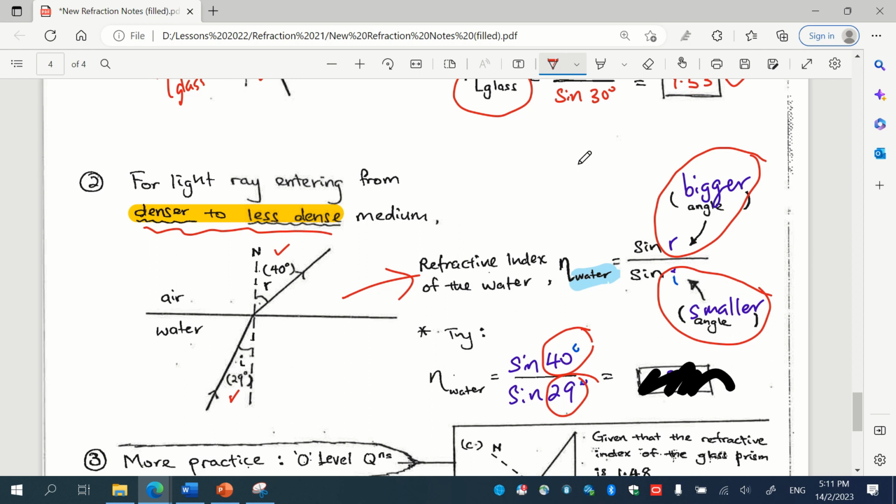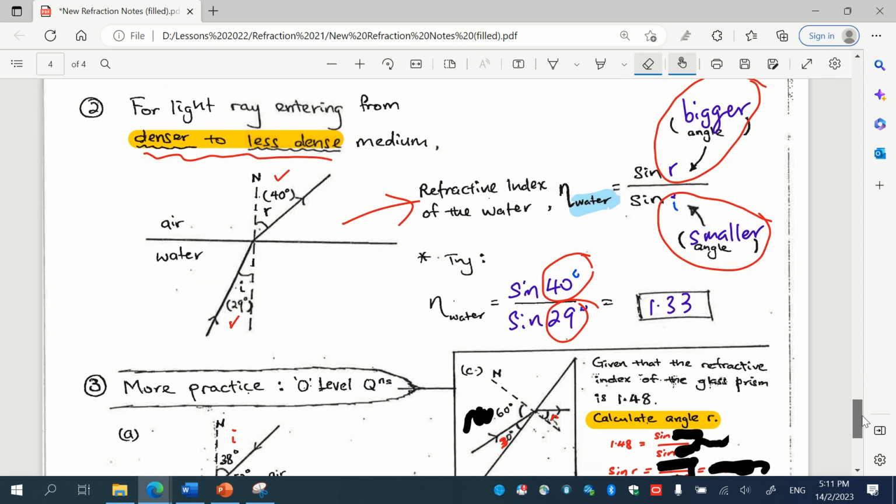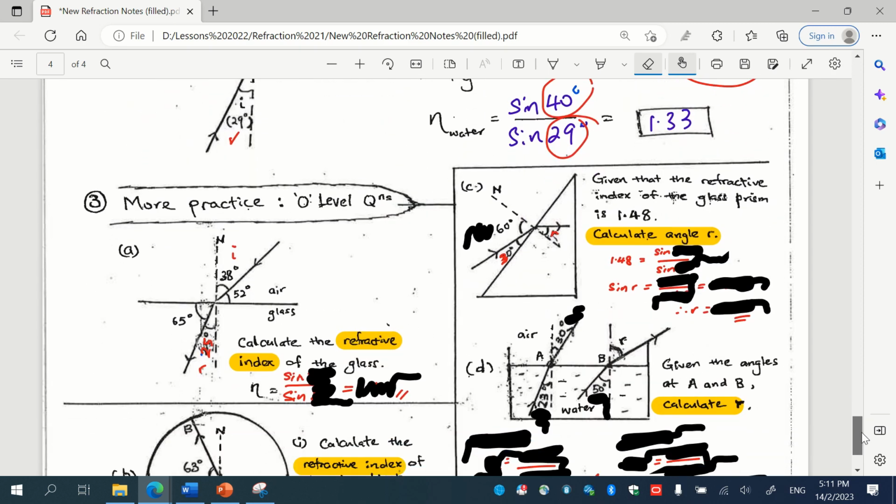Only then, when you calculate, you'll get 1 point something, like 1.33. You must get 1 point something. If you get 0 point something, it means you put the angle wrongly already. Okay? Now the danger in O-level questions, let's try question 1, question A. The danger in O-level questions is this.